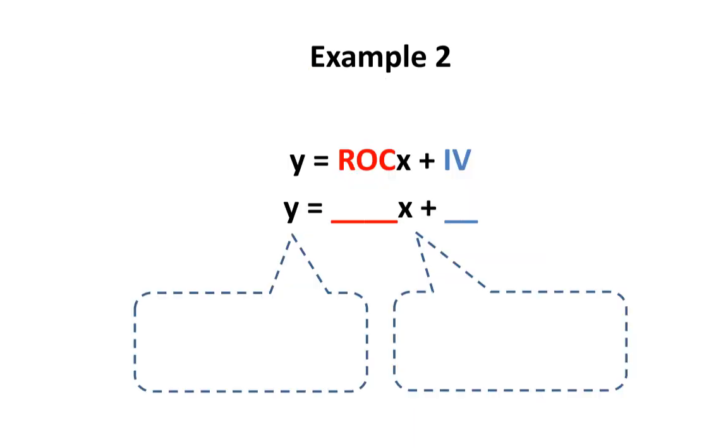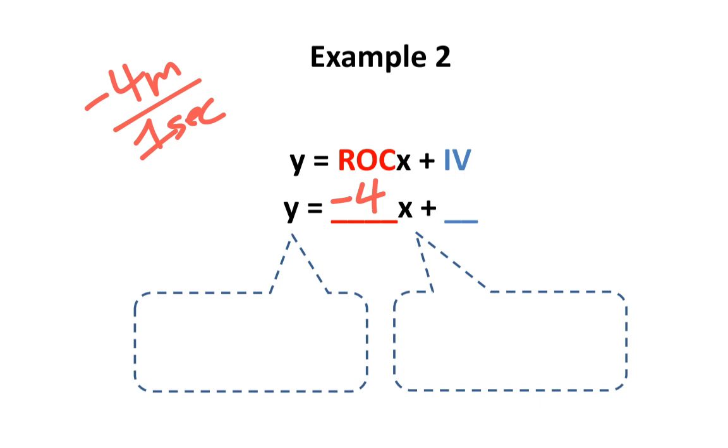I can now represent this situation with an equation, y equals rate of change multiplied by x plus the initial value. I've already determined the rate of change, and that was a decrease of 4 meters for every 1 second, which is the same thing as negative 4 over 1, which is the same thing as negative 4 divided by 1, which is the same thing as just negative 4. Therefore, the rate of change can be simplified to just negative 4.